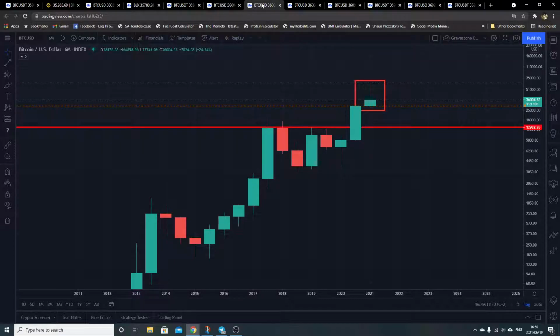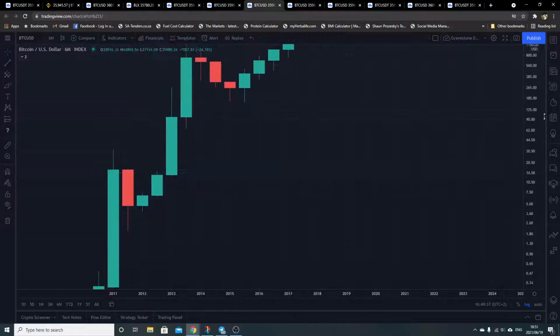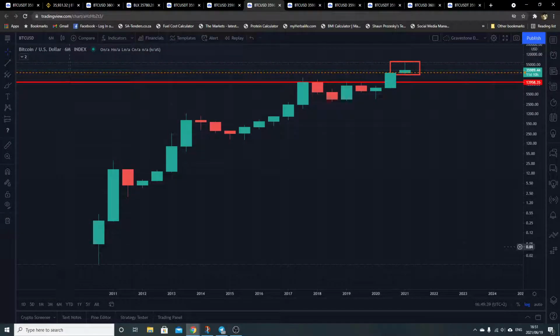Okay, now let's go over this chart, guys. I don't know if you guys know candlestick patterns. This is the Bitcoin US dollar 6 months chart. So you can see we've got only 6 months here. One candle is 6 months.